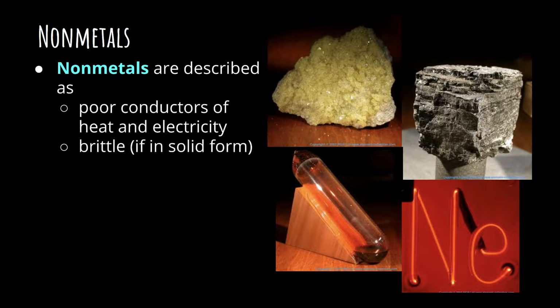Nonmetals also have general properties. So nonmetals are poor conductors of heat and electricity. And nonmetals can be solid, liquid, or gaseous form. If the nonmetals are solid, then they tend to be brittle. So if you think about the sulfur or the carbon that you observed in lab, that's a good example of brittle solids that are nonmetals.